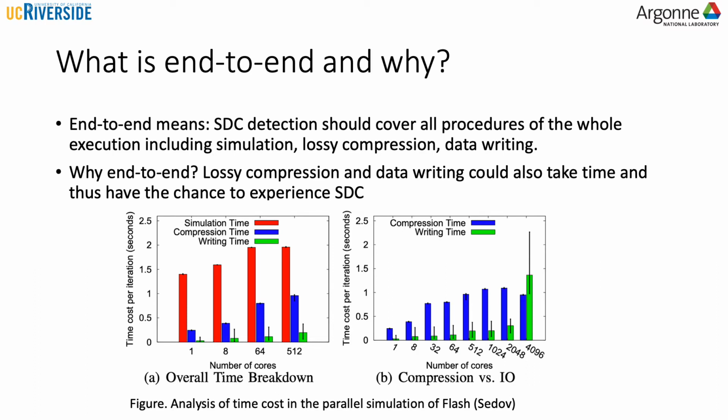The figure below shows the time breakdown of the parallel FLASH simulation. We can see that at the scale of 512 cores, compression time could be half of the simulation time, and the data writing time could be 10% of the simulation time. With increasing scale, for example at around 4K cores, the data writing time could be even more because of the saturated parallel I/O. So we think it's necessary to consider SDC detection for those two procedures as well.